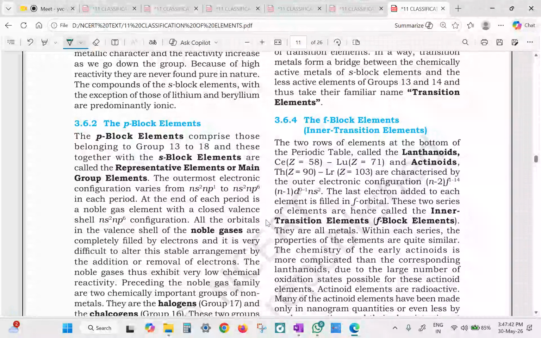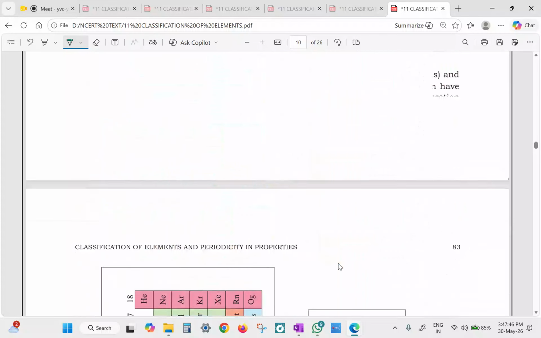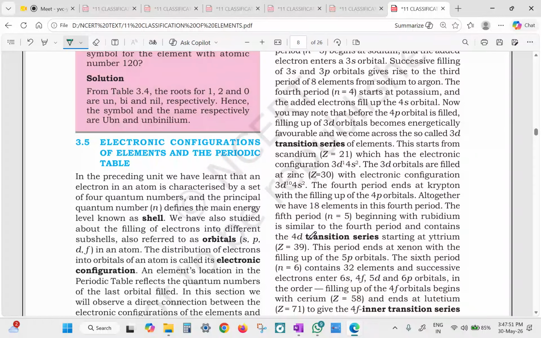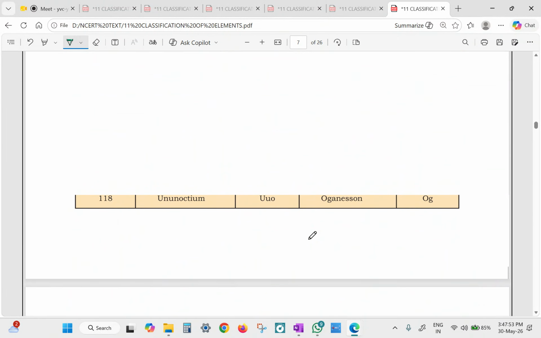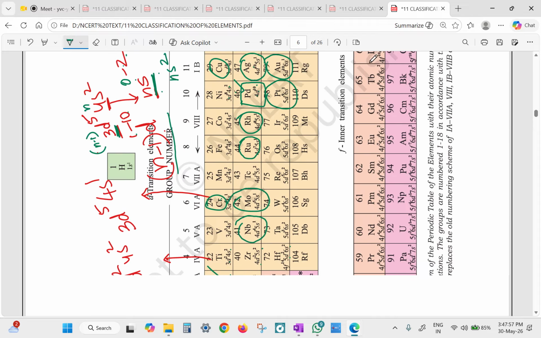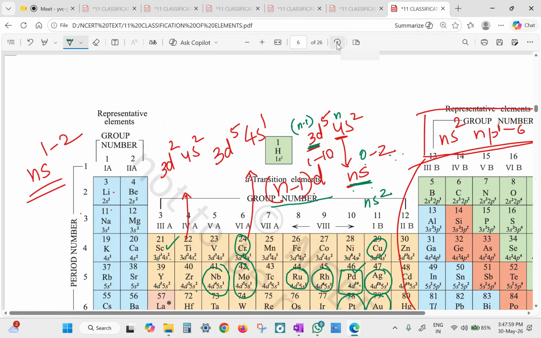Similarly, for F block elements. We'll have to go to the F block and see.